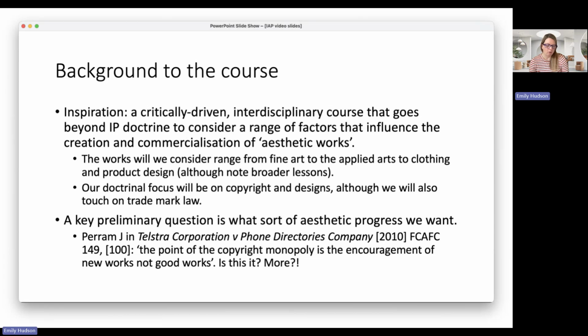etc. In contrast, when we're thinking about aesthetic progress, the question of the right sort of work is far more problematic. So, for instance, is progress more mashups and memes? Or is it more genuinely novel creation? Is the latter even possible?